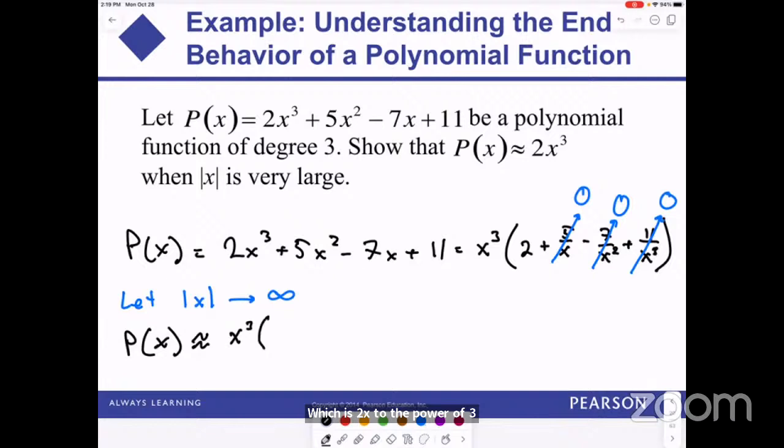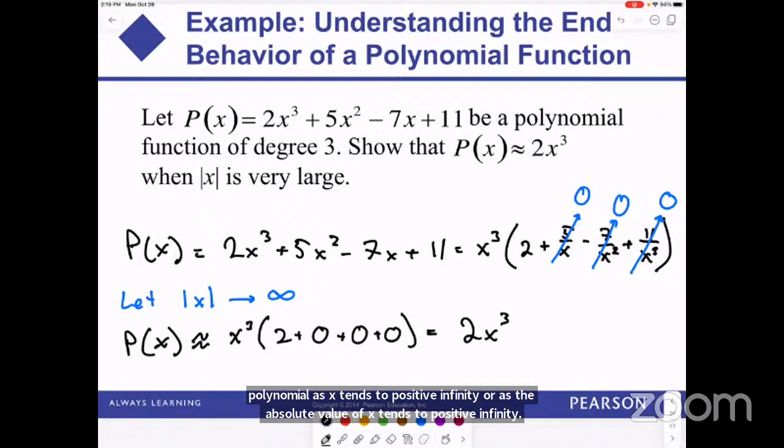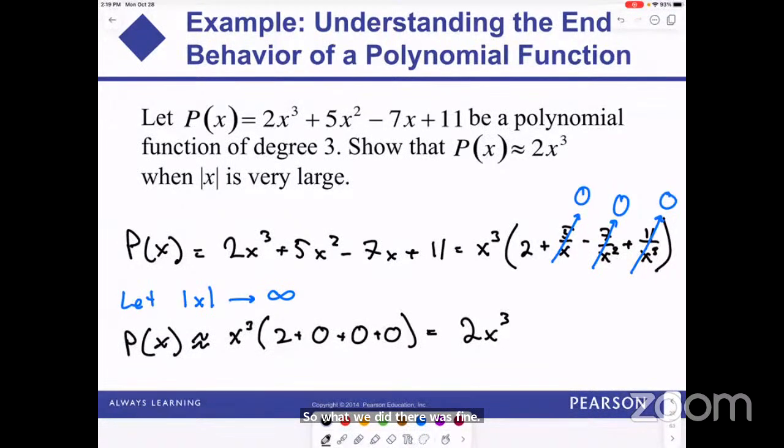So what we're saying here is that this polynomial, as x tends to positive infinity, or as the absolute value of x tends to infinity, essentially behaves like the power function 2x cubed, which is the leading term of the polynomial. So long story short, those 4 cases that we just had for the power function, we can extend to polynomials in this concept called the leading term test for polynomials. So what we did there was fine. And that leads us into this notion or idea that we have called the leading term test.